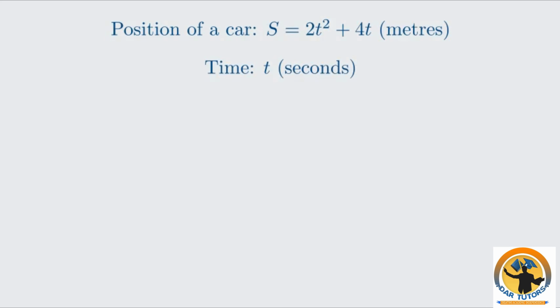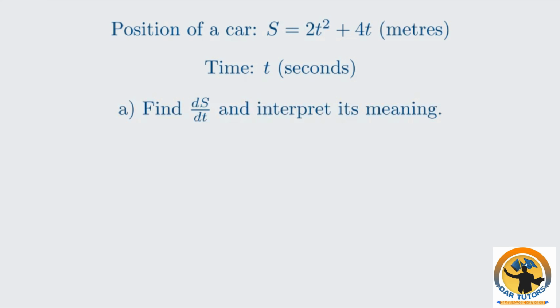Let's consider a classic example from physics. The position of a car moving along a straight road is given by the function s equals 2t squared plus 4t, where s is the position in meters and t is the time in seconds. We want to find ds/dt and interpret its meaning. ds/dt is the derivative of position with respect to time.